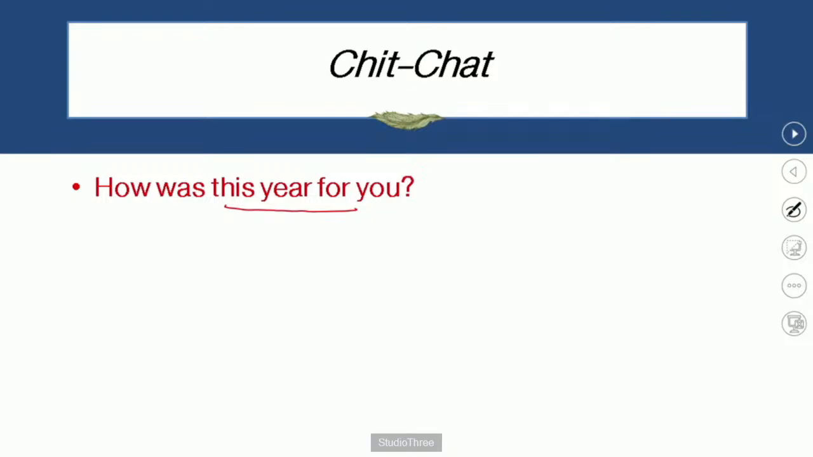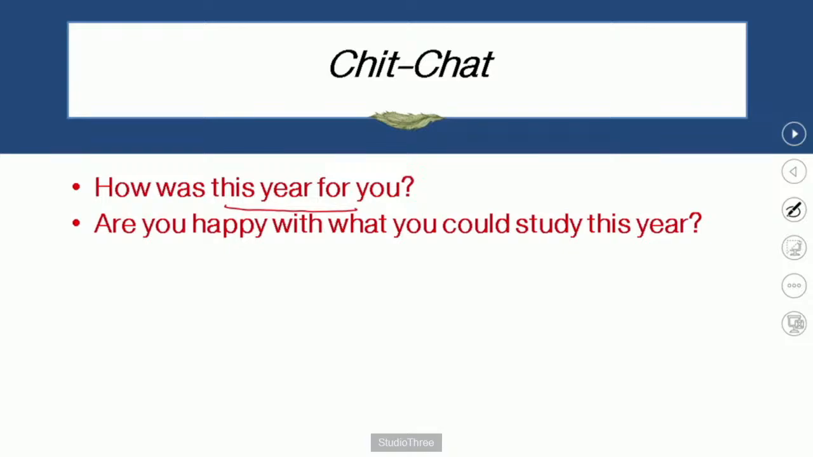Then how was your experience going through this textbook? Means we have learned too many things in this year of 9th standard. Then the second one is, are you happy with what you could study? Means we have studied too many lessons, texts, poems, then scientific fictions, then moral stories. So you must be happy. You must be happy with this textbook of 9th standard.